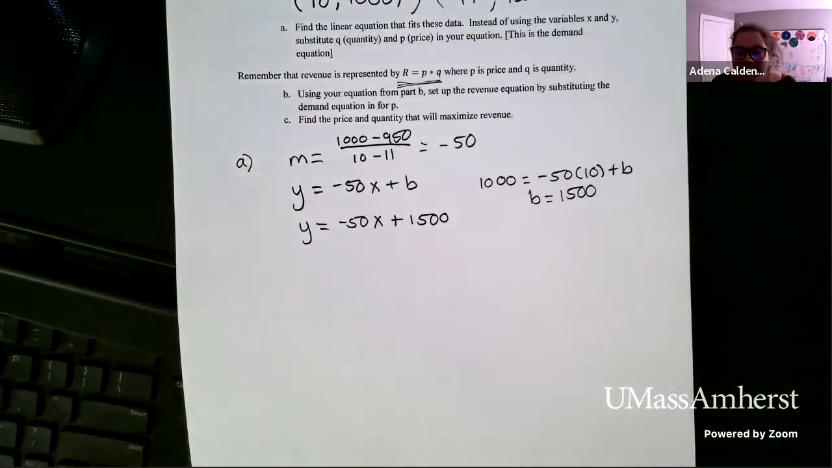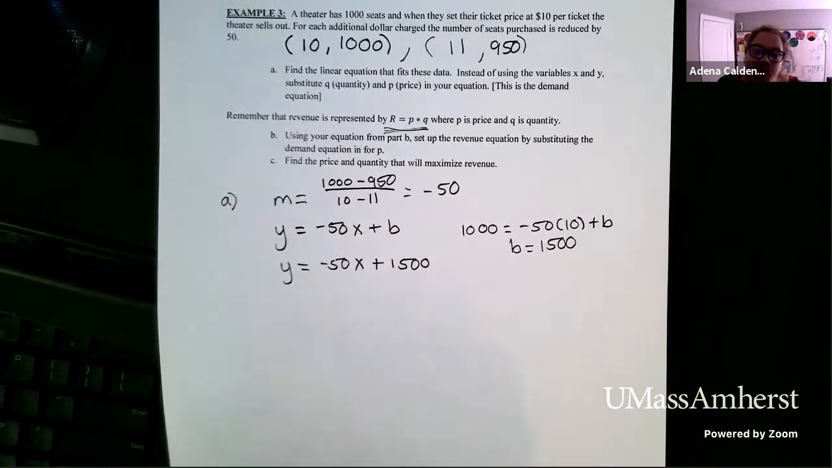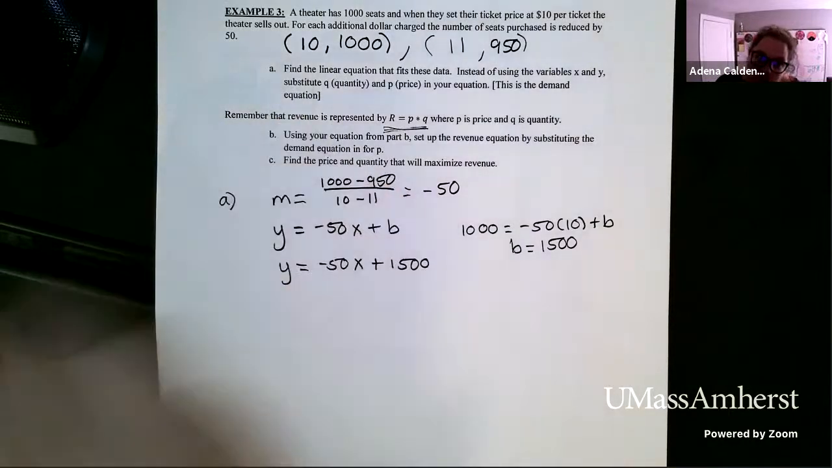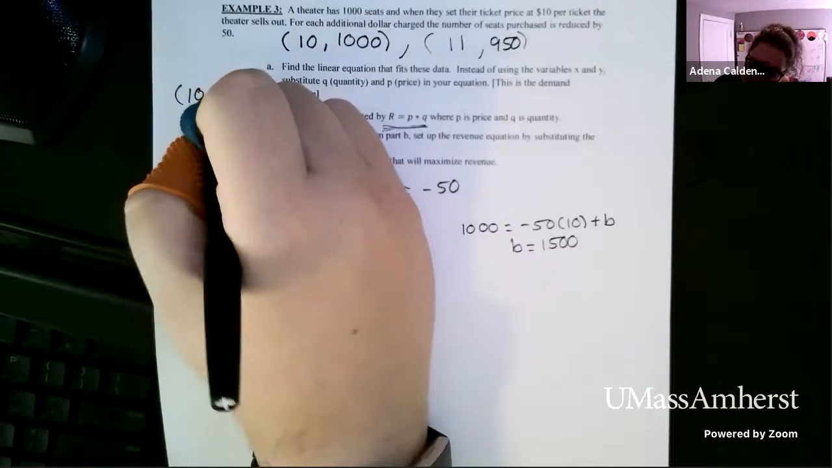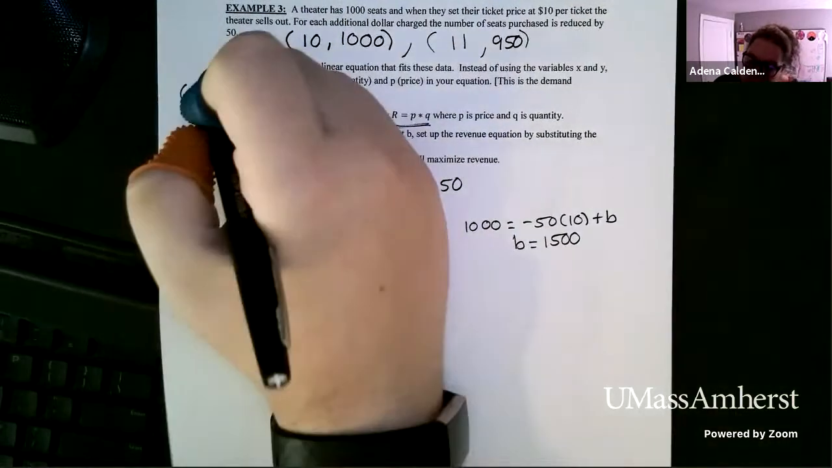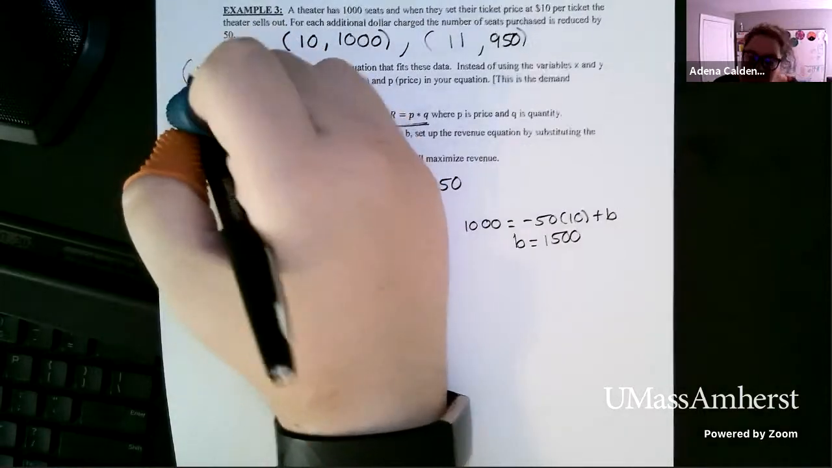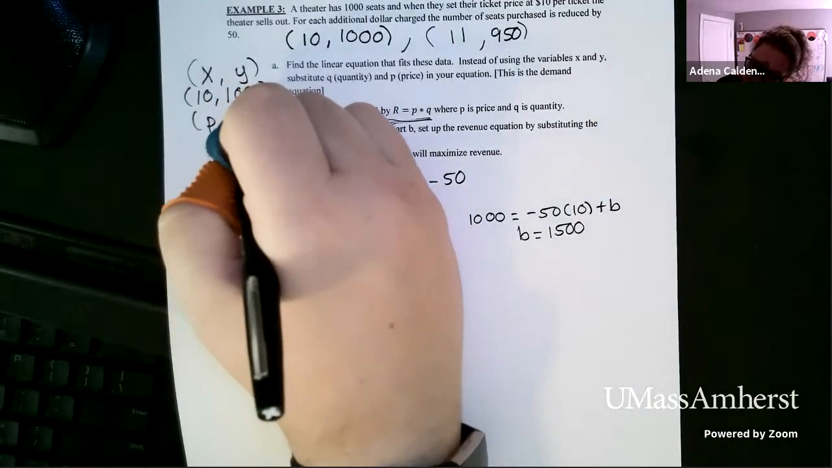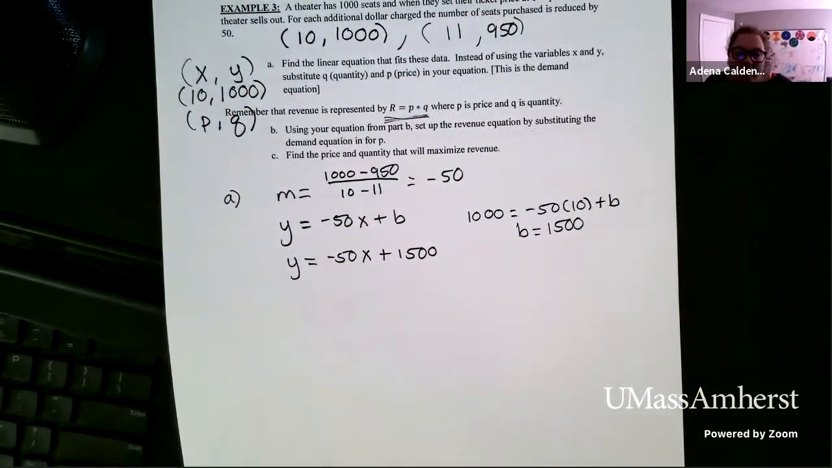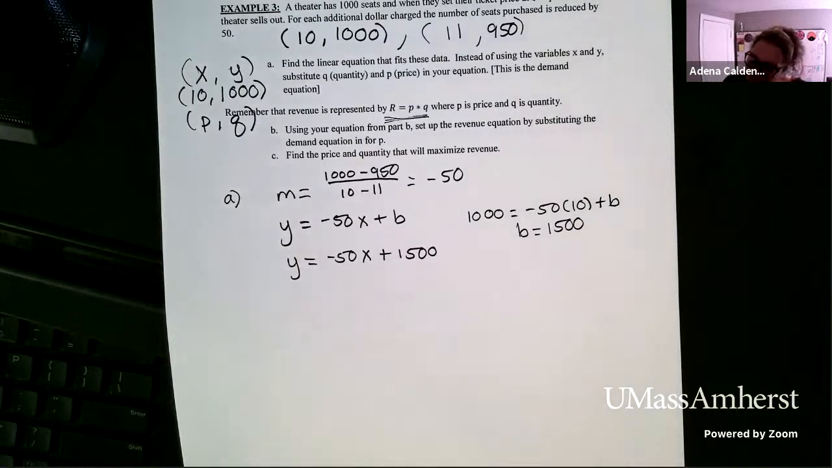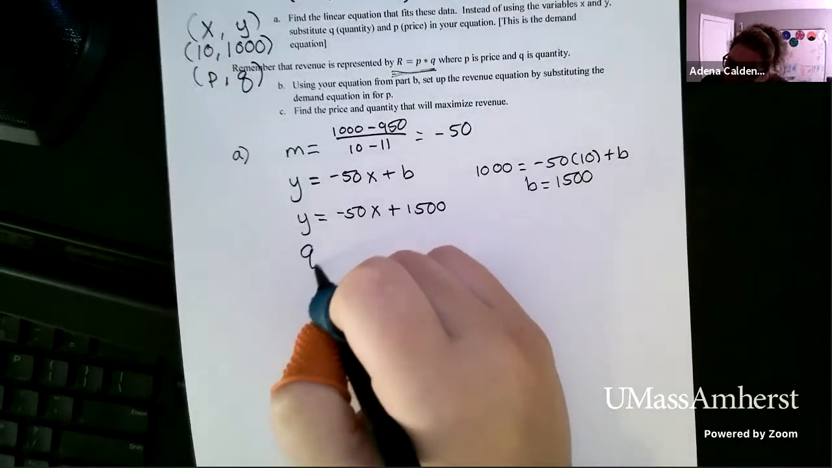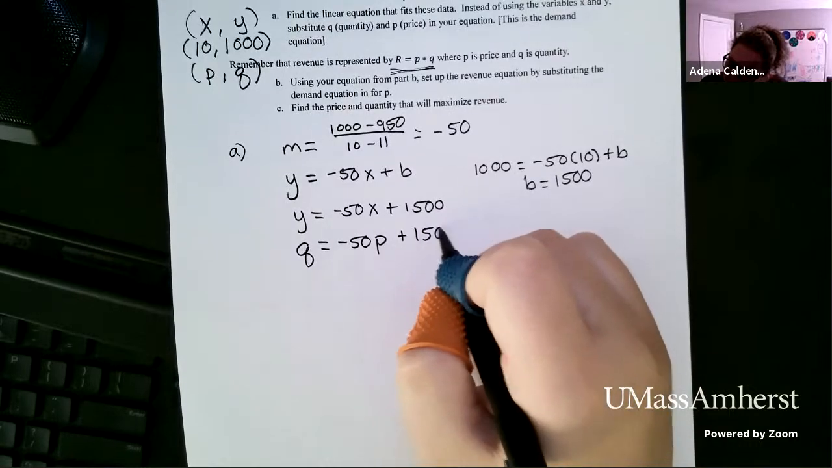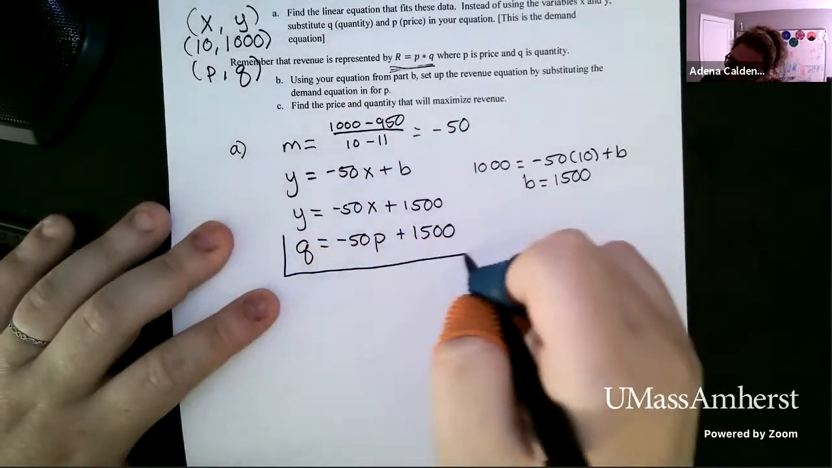But now we want to turn this into the same equation, but using the variables that we need here, which are price and quantity. So I want you to look at one of these points. So we'll just pull out the 10, 1,000. Okay. Normally, we write a point x, y. But remember that 10 represented the price. So p, q. Which means that instead of x, we need to write p. And instead of y, we need to write q. So we have q equals negative 50p plus 1,500. So I just swapped the variables here.